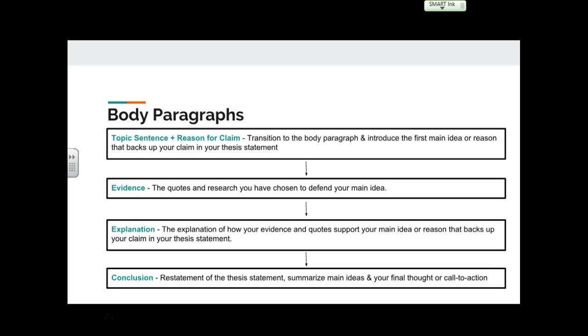Alright, so Noah, what we're doing right now is we're going over the sample essay, okay? We're going over expository. Okay, so right now we are on the body paragraph.